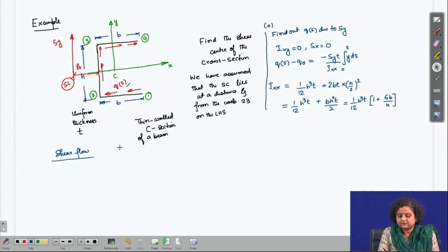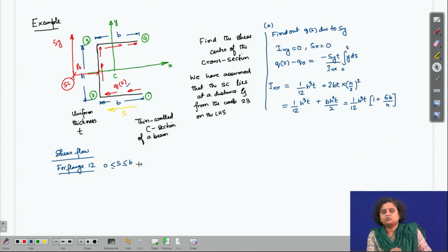So, let us first consider the flange 1, 2. For flange 1, 2, my S is going to be in this direction. Let me take this to be positive S. Therefore, my S varies between B to 0. And I just need to express y in terms of ds. So, y is going to be minus h by 2.